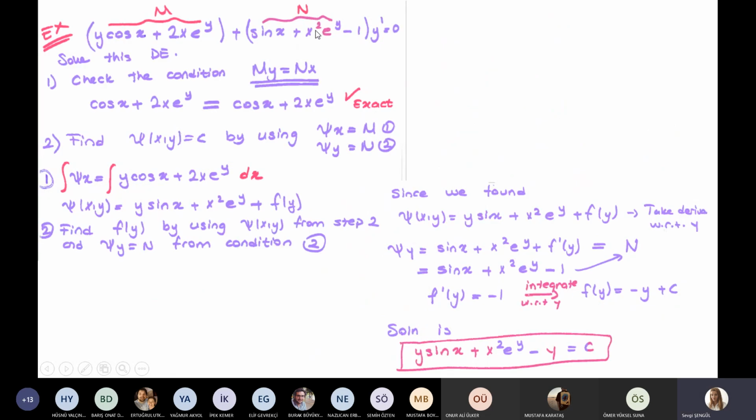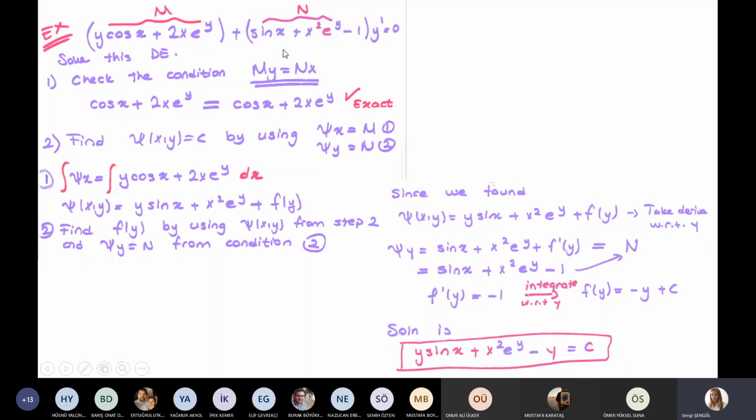Here you go. Look at this function: y cosine x, 2x e to the y, sine x, x squared e to the y. So it's a very complicated function, and solving this one is not easy. But with an exact one, it is not hard. Let's check that out. If this is M and this is N, the form is true: I have M plus N y prime equals 0.